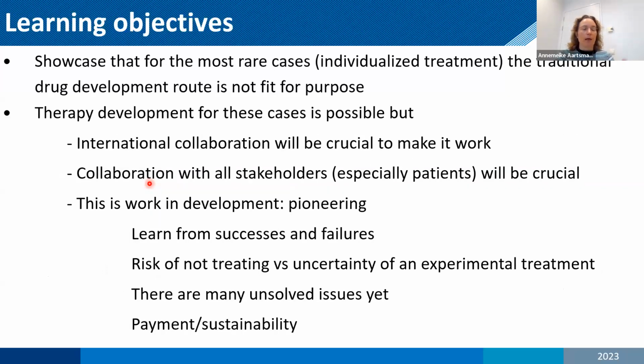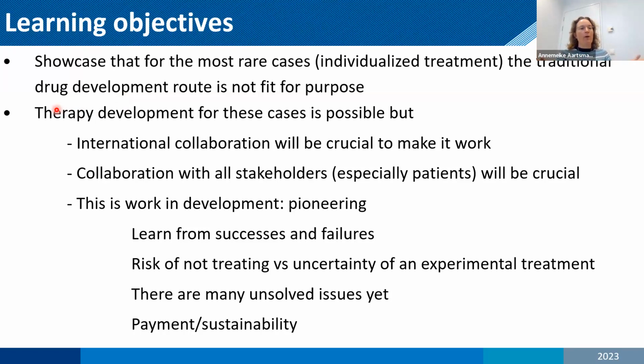So what we want to do today, or what I hope that we can achieve today, is that I can showcase that for the very rare diseases and the individualized treatment, the traditional drug development route is not fit for purpose. So what we need to do is to build a new route and a new development path for this. But bear in mind, spoiler, we're building this. It's not there yet. So it's something that's in progress. There's ideas about this, but it's not yet done.